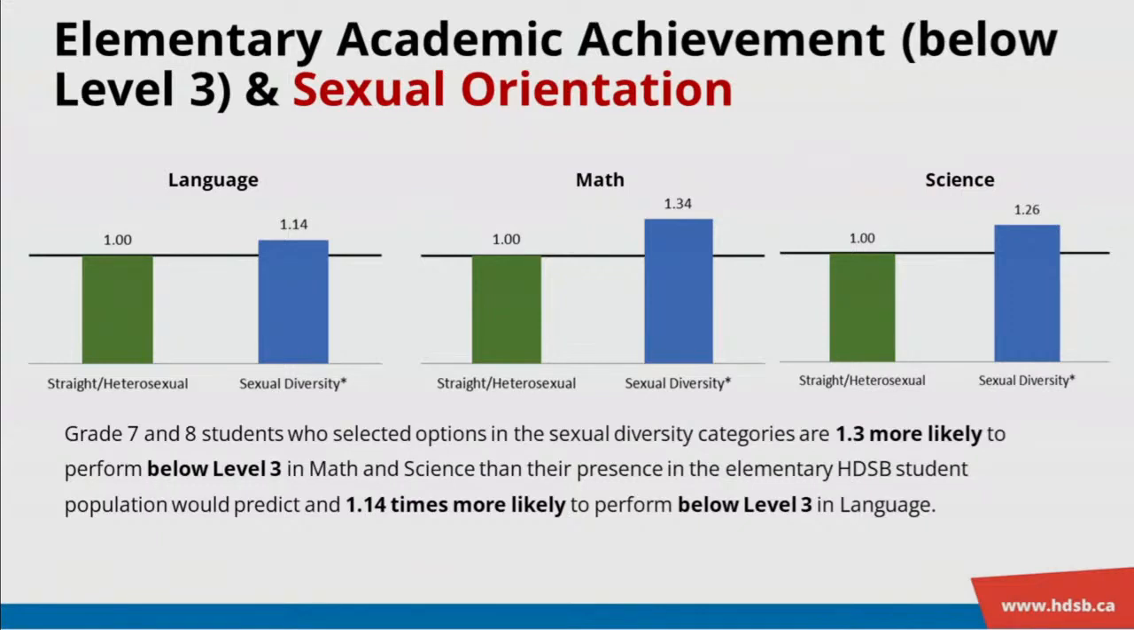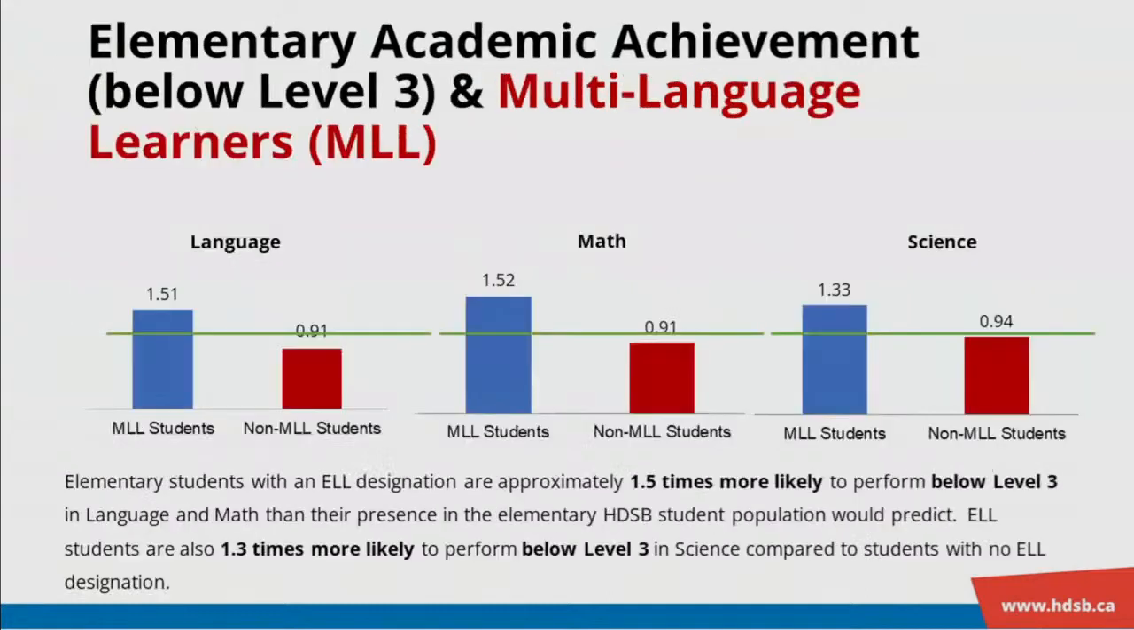So relative to the proportion of students in the overall HDSB population, straight and heterosexual students are at par with what one would predict given their representation. But sexual diverse students are disproportionately achieving below level 3 in language, math, and science. And for sexual orientation, this question was asked for grade 7 and above in accordance with our curriculum documents.